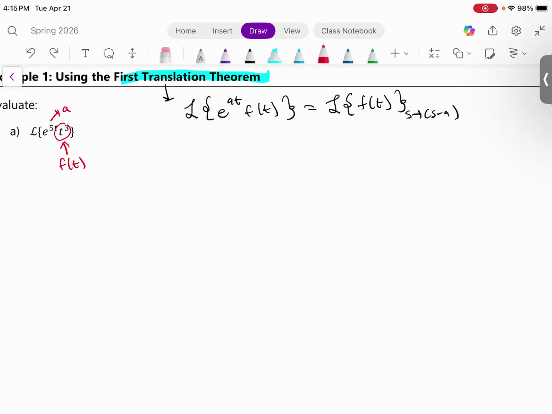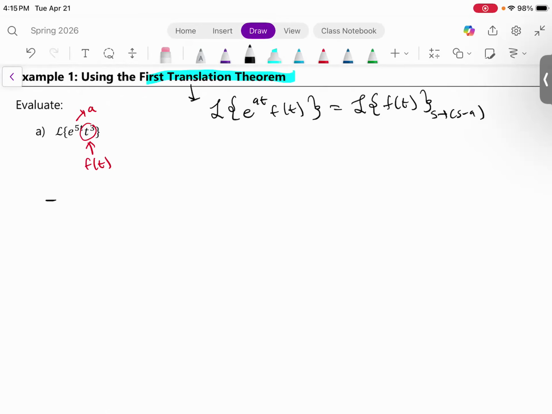So let's go ahead and Laplace transform this, but first we're going to use this first translation theorem. So what this would equal is the Laplace of just t cubed, but we need to pay attention to the translation. So s is shifting 5 units to the right.